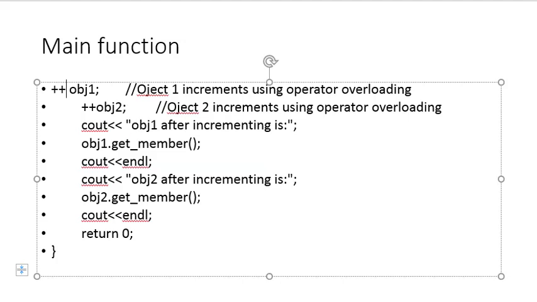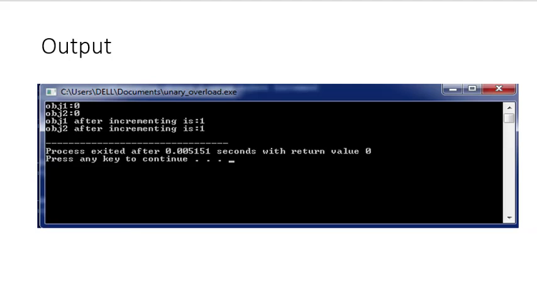So now this is the output. Before incrementing, the value of a is 0, and as we are calling the same function with two different objects, they both show the same values. And after incrementing, both will increment by 1. So this was basically the example of unary operator overloading.